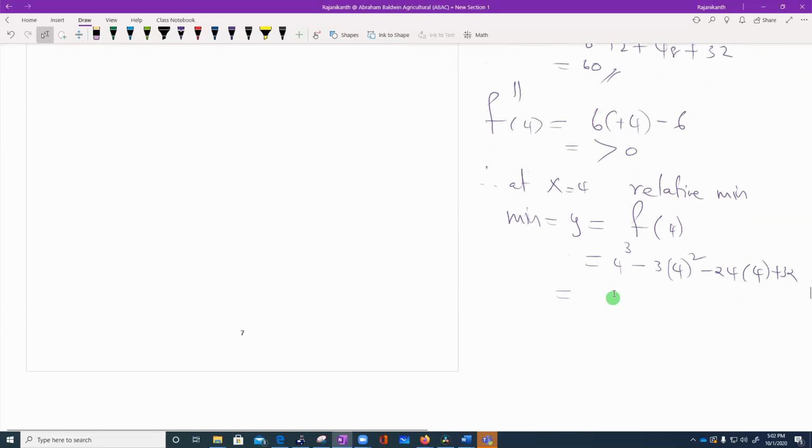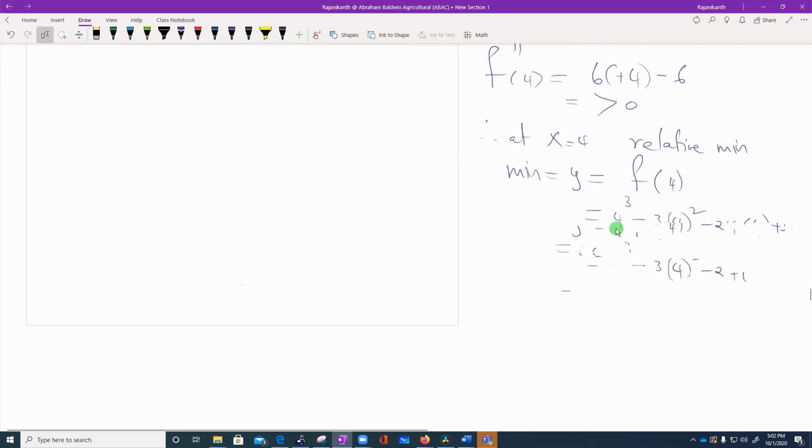So that should be 4 cubed is 64, minus 16 times 3 is 48. This is 96 and this is 32. Simplify this. So you should get how much it is. So 64 minus 48 is going to be 16, right? 16, 48. So it is negative 48, right? Yes, sir. So that is going to be our minimum value of the function.